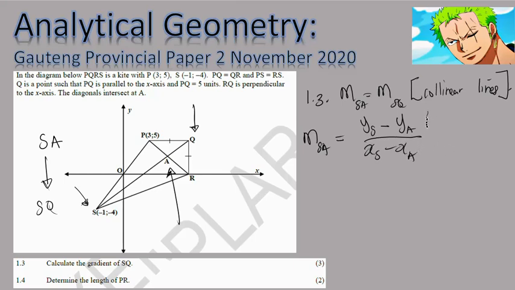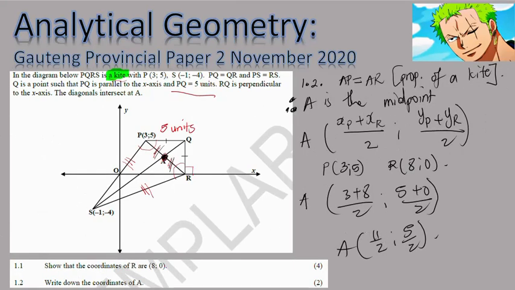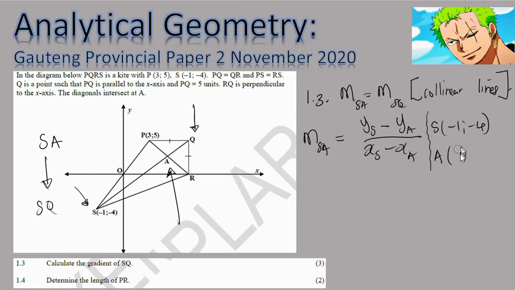Now it doesn't end there. I need to write the coordinates I'm talking about. I have coordinate S, I have coordinate A. What is coordinate S? That is -1 and -4. What is coordinate A? I just found coordinate A on the previous question. 11 over 2 and 5 over 2. So let's write them here. I said I have 11 over 2 and 5 over 2. Right.